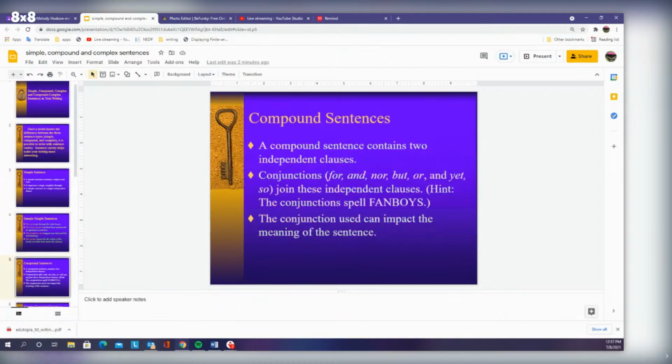And a compound sentence is going to contain two independent clauses. Conjunctions will join those clauses. And these conjunctions are joining words, and they are for, and, nor, but, or, and yet. We call it FANBOYS. That's a mnemonic device. I will talk about that in our science lesson later. And so a conjunction, junction, what's your function? If you're old enough to remember that, it can impact the meaning of a sentence. Let's look.